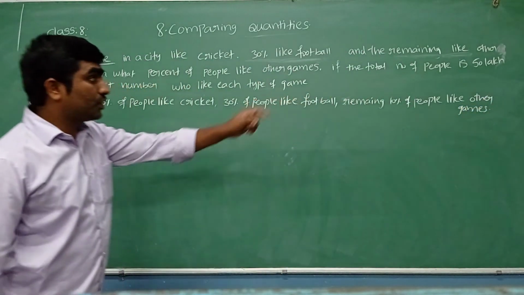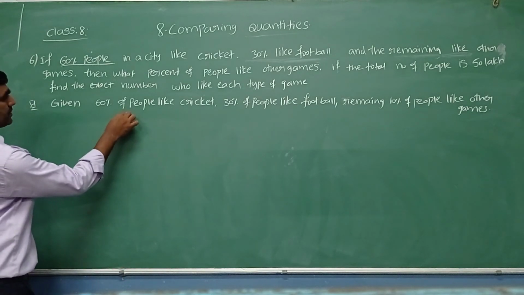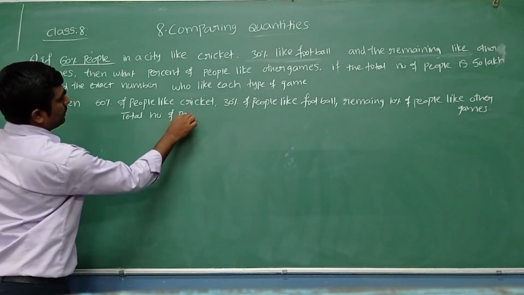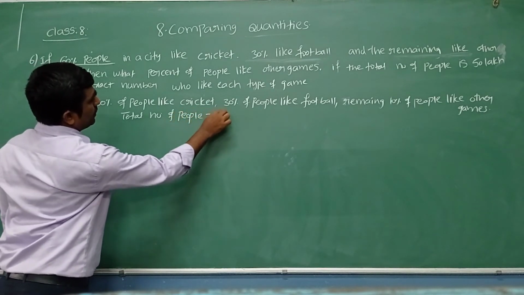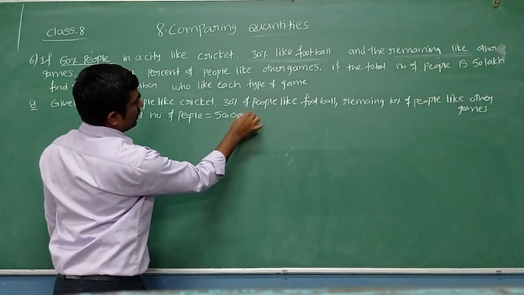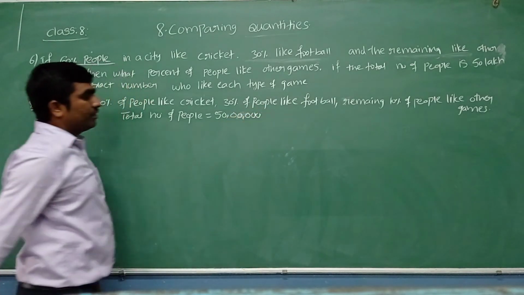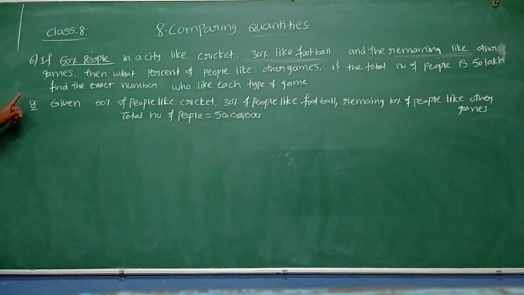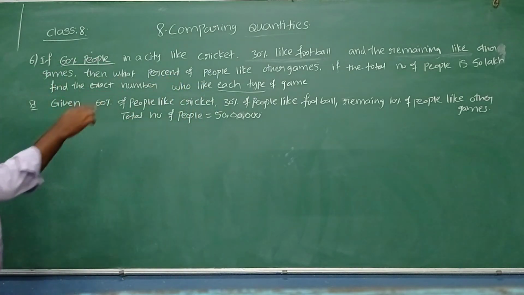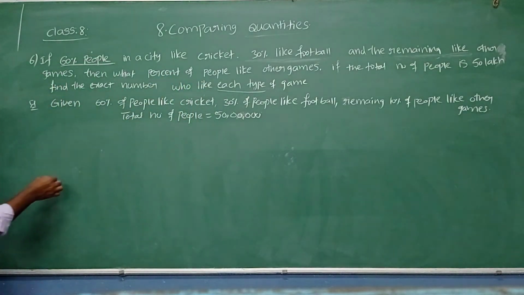Along with this, they say the total number of people is equal to how many? 50 lakhs. Then they are asking to find the exact number who like each type of game. Means how many are interested in cricket, how many like football, how many like other games. We have to find the exact number.